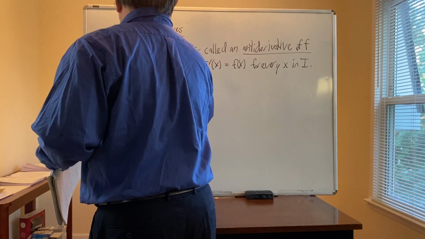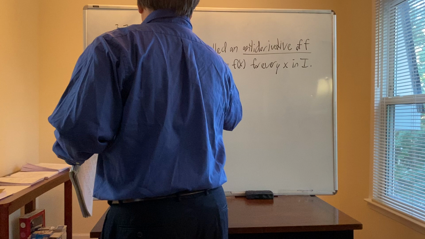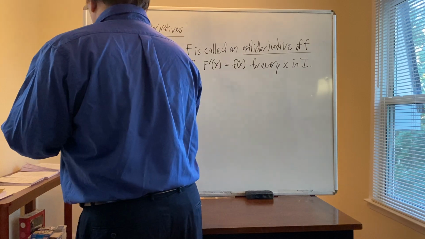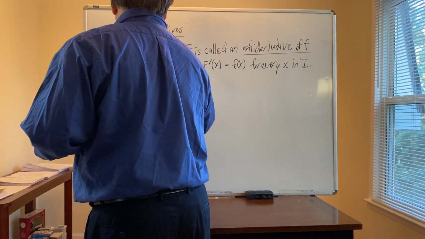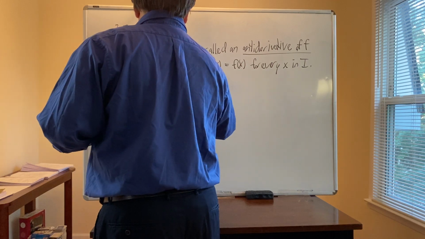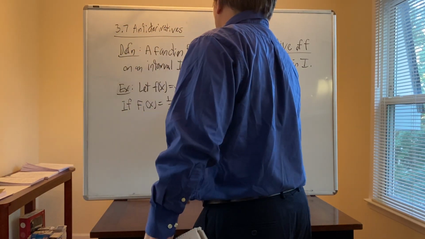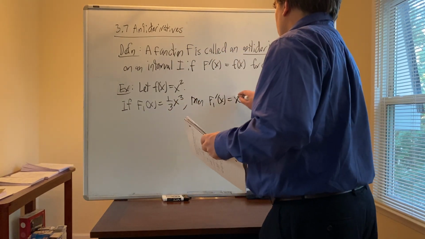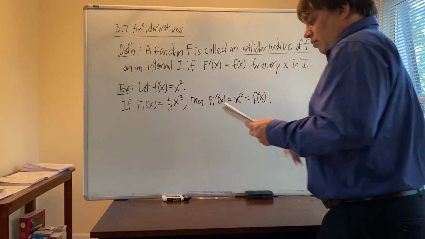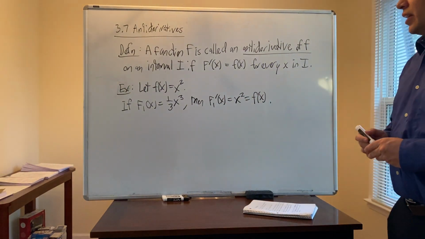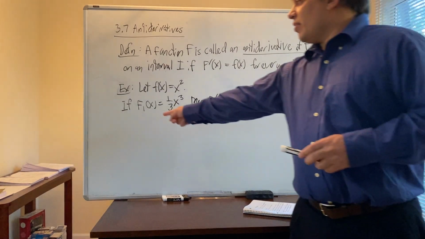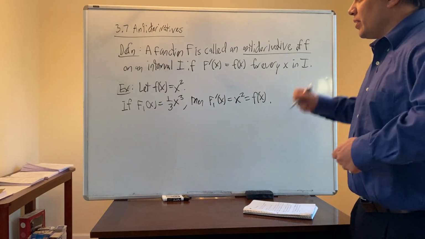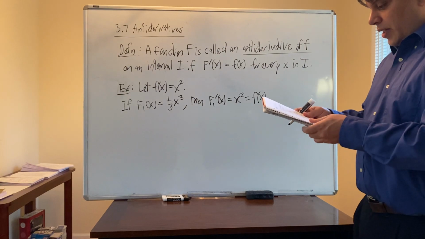Okay, let little f of x equal x squared. If capital F1 of x is equal to 1/3 x cubed, then capital F sub 1 prime of x is equal to x squared, which is little f of x. So here the capital F sub 1 of x is an antiderivative of this chosen little f of x, which equals x squared. Okay?